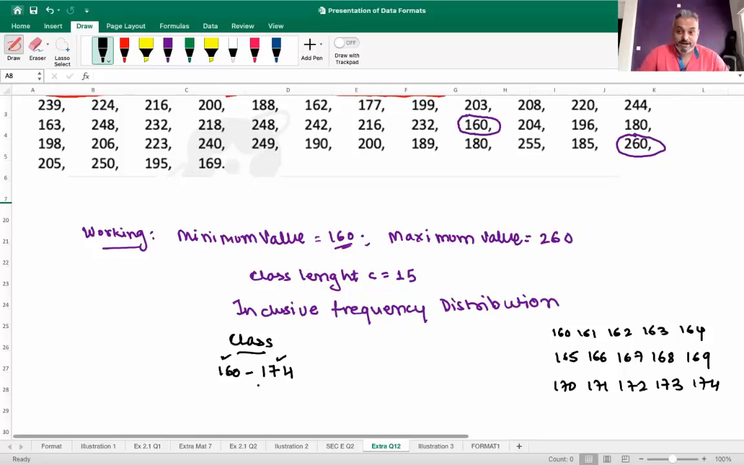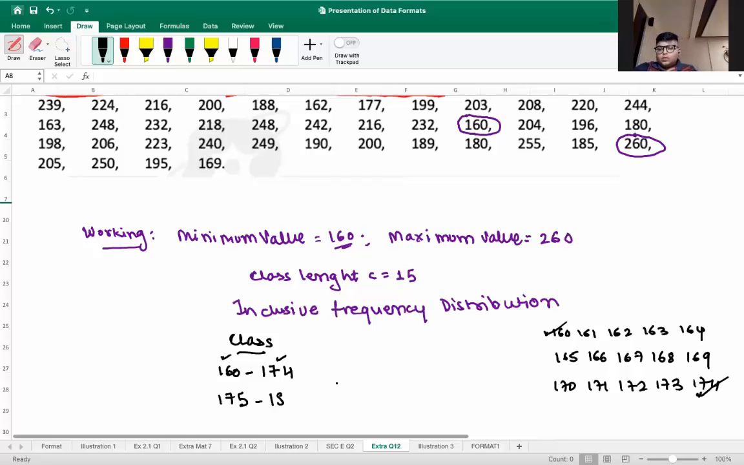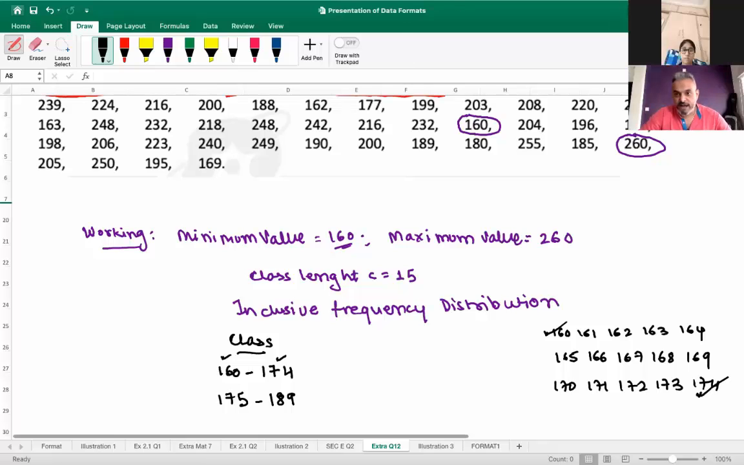But if you find the difference, 174 minus 160 is 14. But you take 160 also, 174 also. So then the class interval remains 15. In the next class, it will be 175 to 175 plus 14 kar lo, 189. All of you understood this now? Does anyone have any doubt in this now?